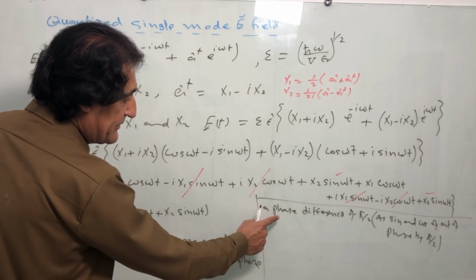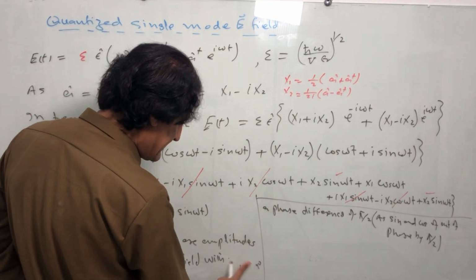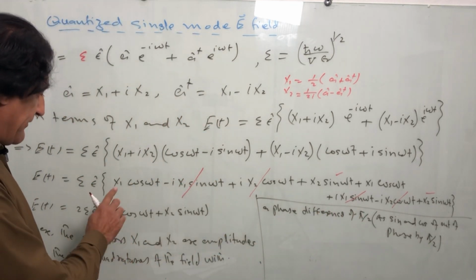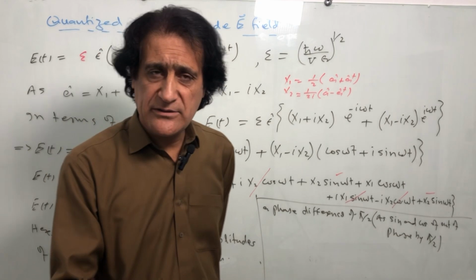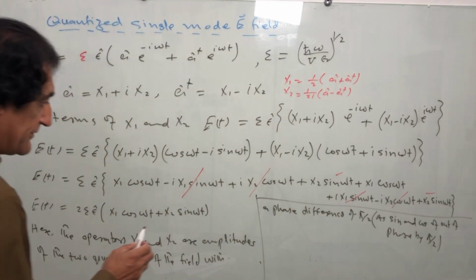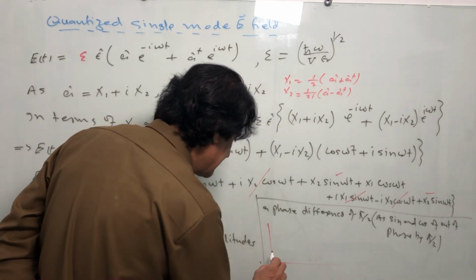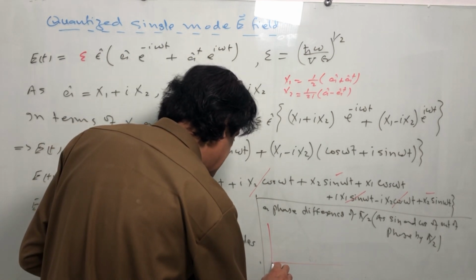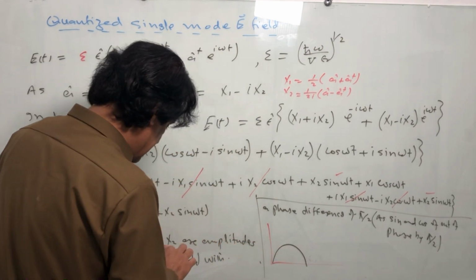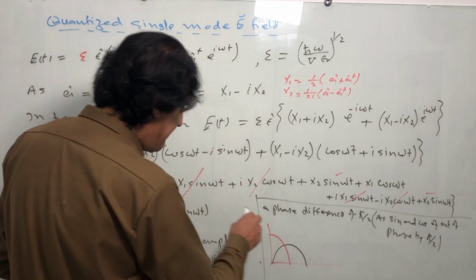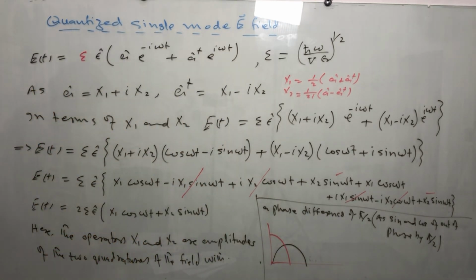Here the operators x1 and x2 are amplitudes of the two quadratures of the field with a phase difference of pi divided by 2, because the phase difference of sine and cosine is pi divided by 2. If you look, if we plot the sine theta, for example, this is the sine function, then the cosine function will be like this. So the difference between cosine and sine is pi divided by 2.